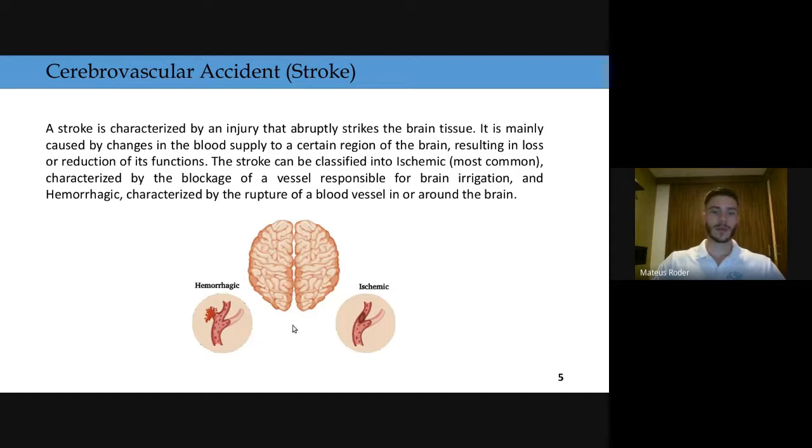Here we have the brain and an example of the hemorrhagic stroke, in which we have the rupture of the blood vessel, and here we have the ischemic stroke, in which we have the blockage of the blood vessel.